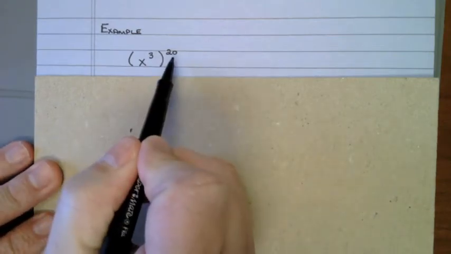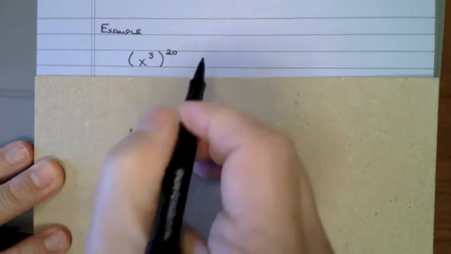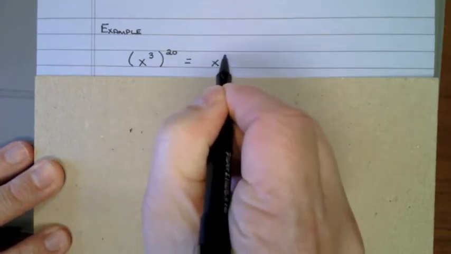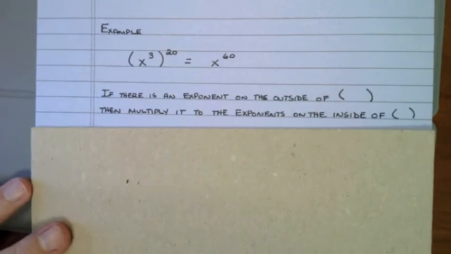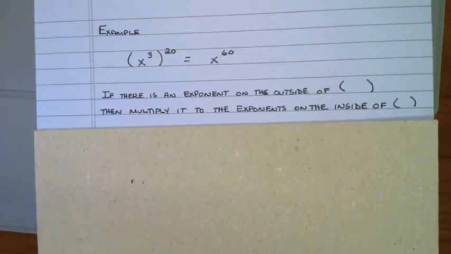Here's the situation that I'm talking about. Instead of me writing x to the third 20 times, think about that. I'm going to write x to the third 20 times and adding those 3's over and over again. A quicker way of doing this would be to multiply the exponent on the outside to the exponent on the inside. And when I do that, I get x to the 60th power. If I wrote out x to the third 20 times and added those all together, I would get x to the 60th power.